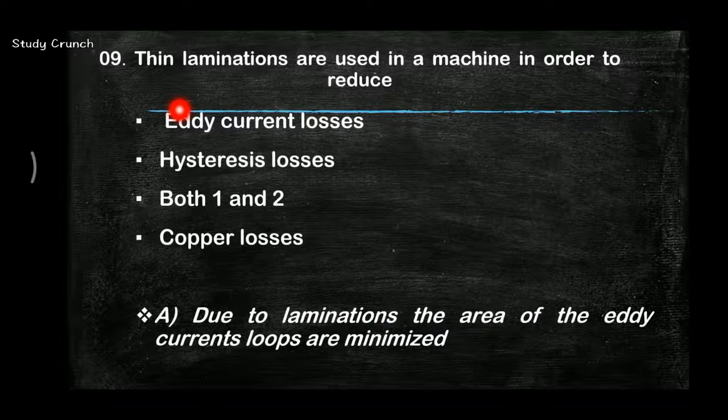Next, thin laminations are used in a machine in order to reduce which loss? So the answer is it is used to reduce the eddy current losses.